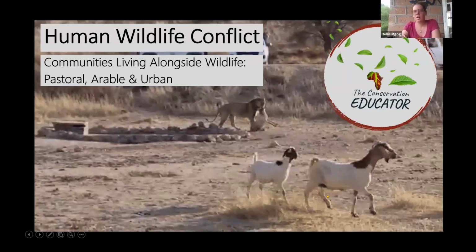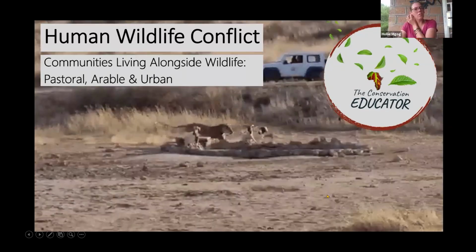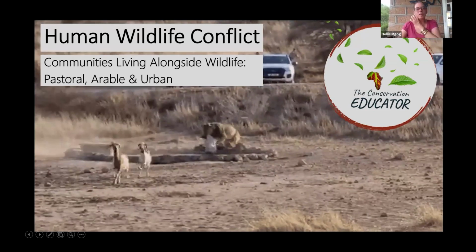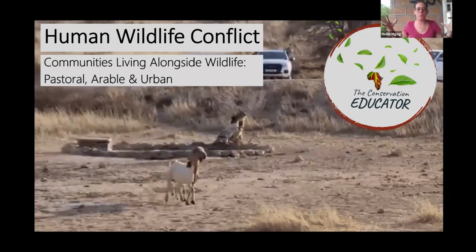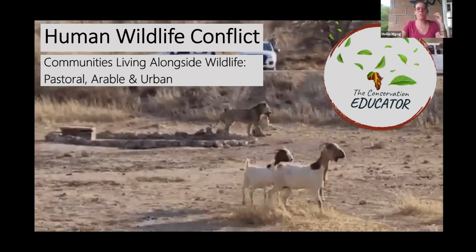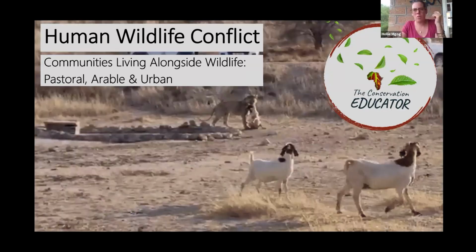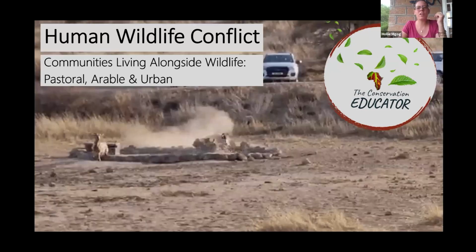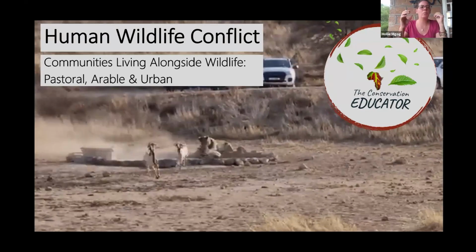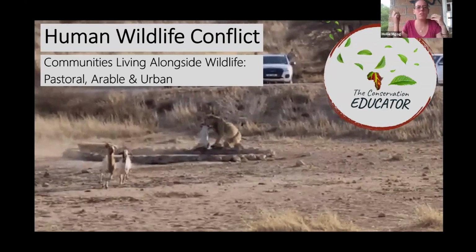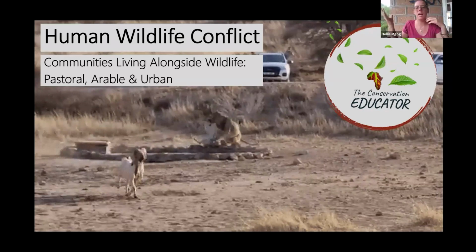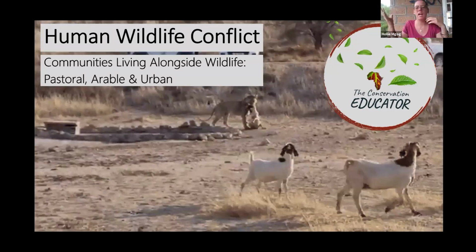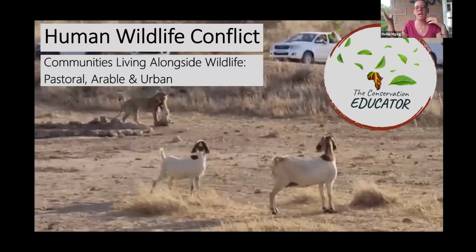So, welcome everyone. I know that Toby and his crew have been talking about human wildlife conflict. I want you to really think about this in a broad aspect, about all of the ways that different species can conflict with humans. What we're looking at is communities living alongside wildlife, and we're looking at 3 different communities: pastoral, arable, urban. Those are our 3.